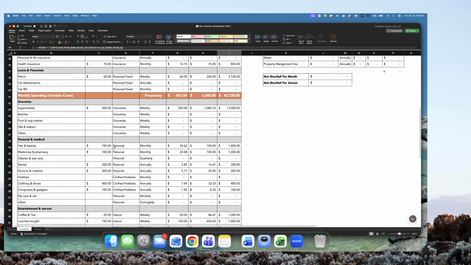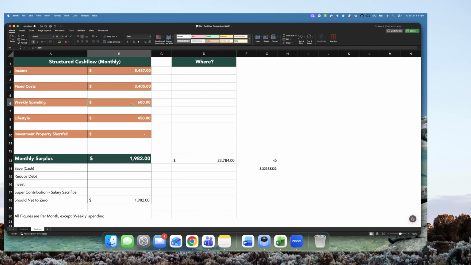I don't care that Will spends $150 on beauty per month. I don't care that it's $400 on clothes. The figure that I'm most interested in is how much Will feels he's comfortable living on a week by week basis. And that figure, just to be really clear, needs to be one that is realistic.